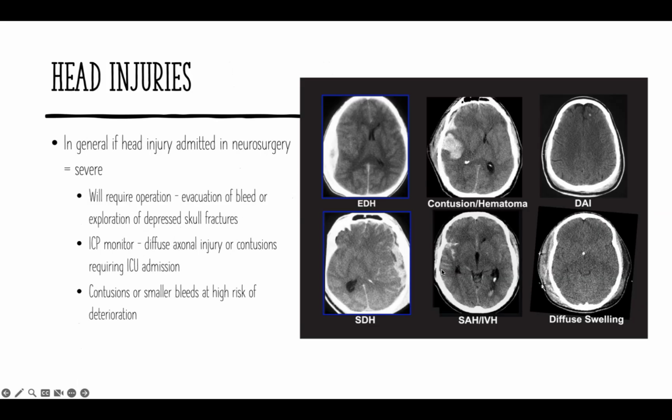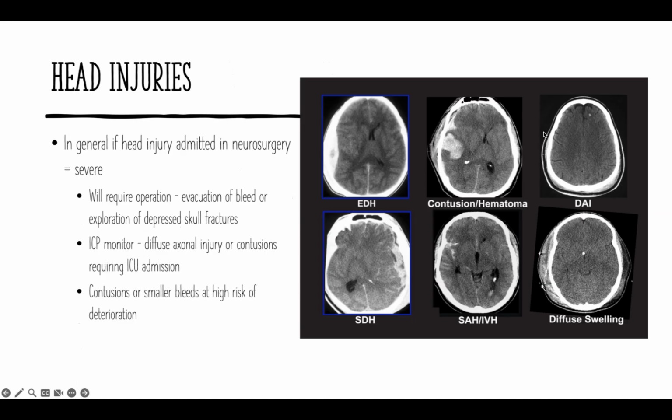thrombosis or clots. Head injuries: generally if they're admitted under neurosurgery, they're usually categorized as a severe head injury, and not everyone needs an operation. Sometimes they'll need an operation because they need to evacuate a bleed that's causing pressure, or they have depressed fractures that need fixation. Sometimes they need a monitor.